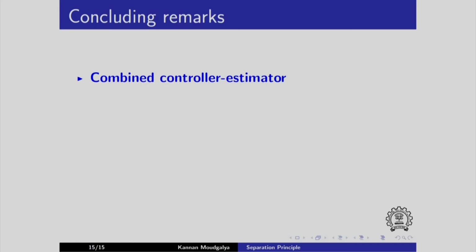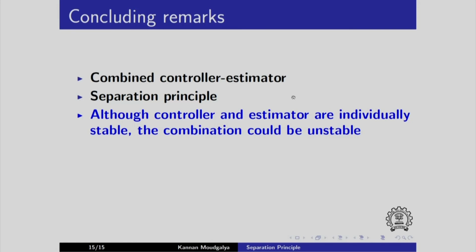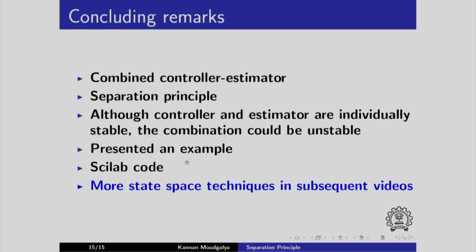To conclude, we have derived a combined controller and estimator. We presented the important separation principle. Although the controller and the estimator are individually stable, the combination could be unstable. We presented an example. We also showed a Scilab code. More state space techniques will be covered in subsequent videos.